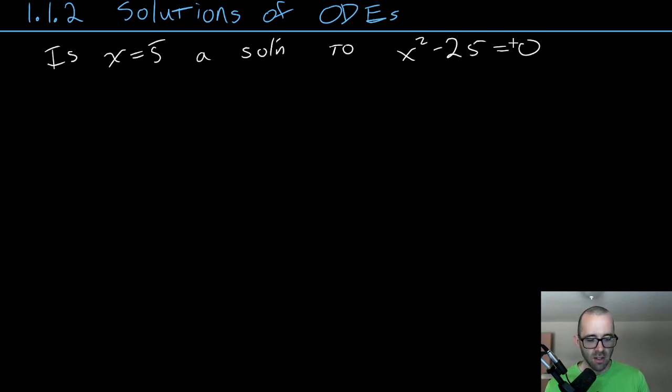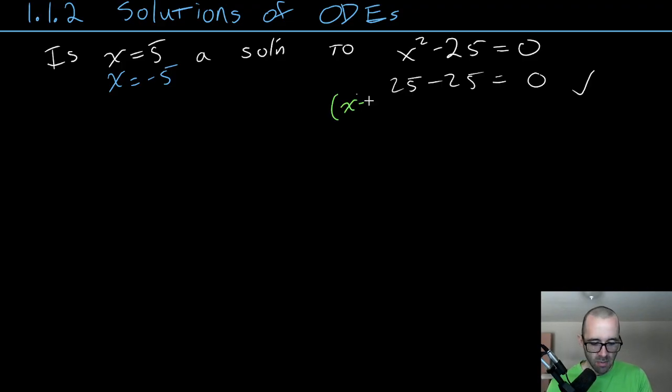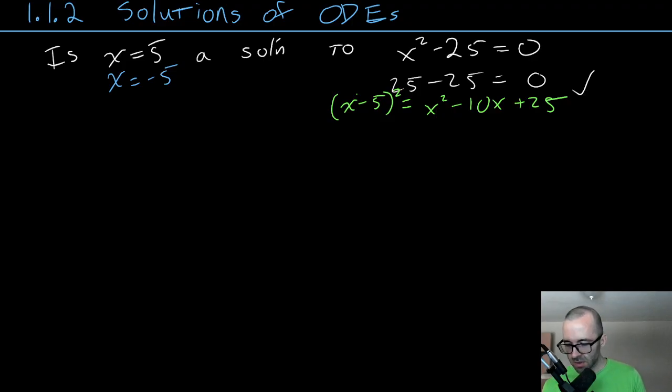It is a solution, right? You plug in the 5, you get 25 minus 25, you see, oh, that does equal 0. It's a solution because it makes the equation true, right? And it's not the only solution, right? We could also look at x equals negative 5. That's also a solution. You could have equations like (x minus 5) squared equals x squared minus 10x plus 25, and this equation has infinitely many solutions, right? A solution is just something that makes the equation true. So it's going to be the exact same thing for an ordinary differential solution.